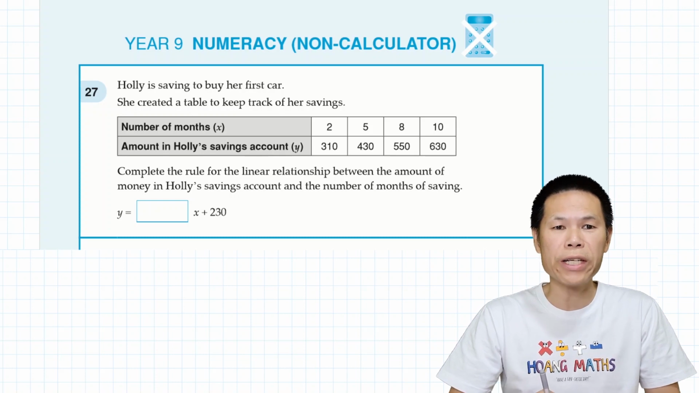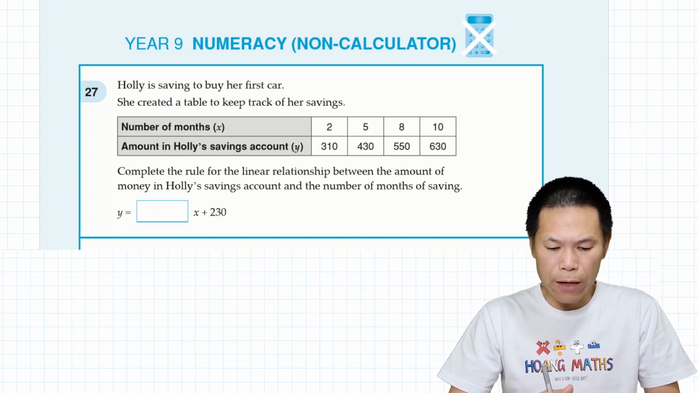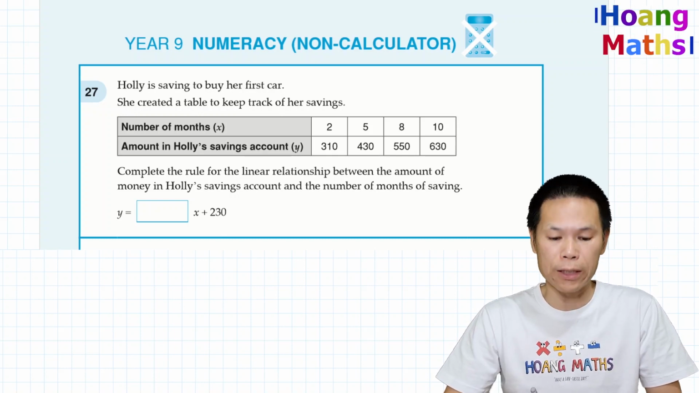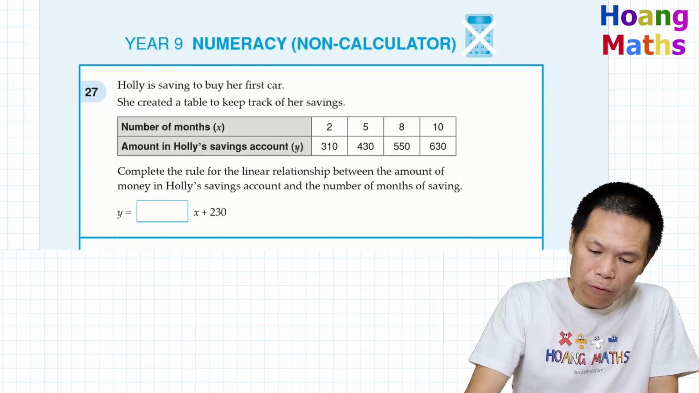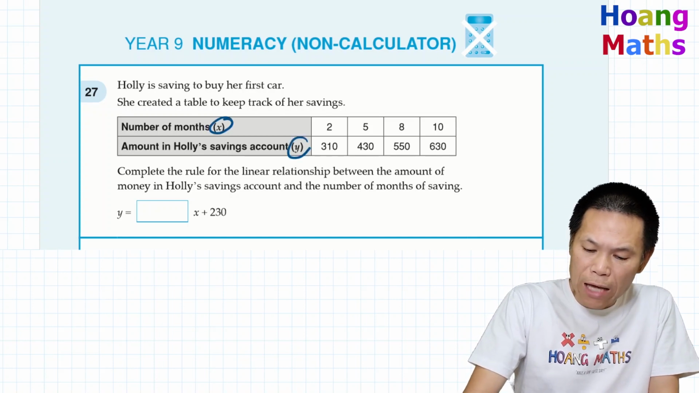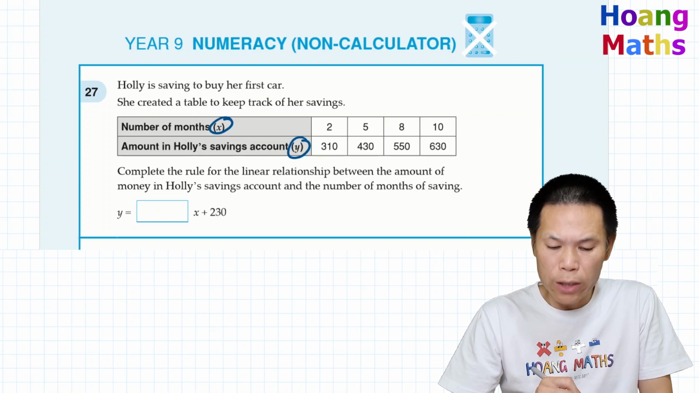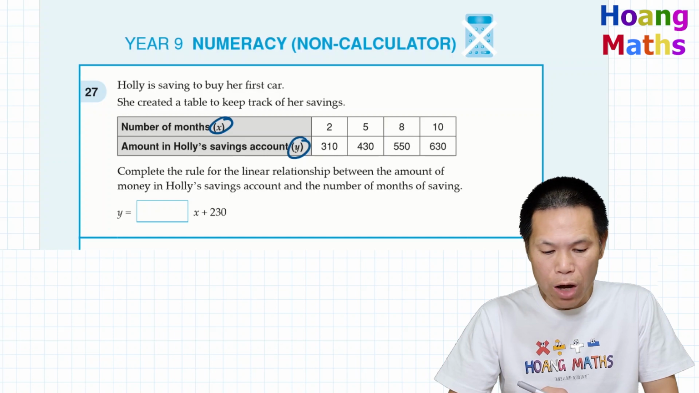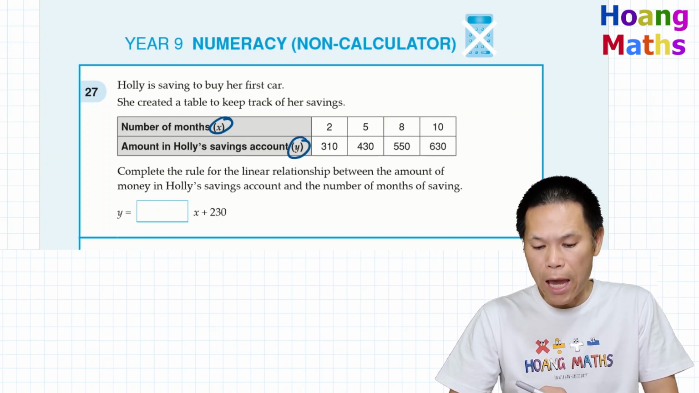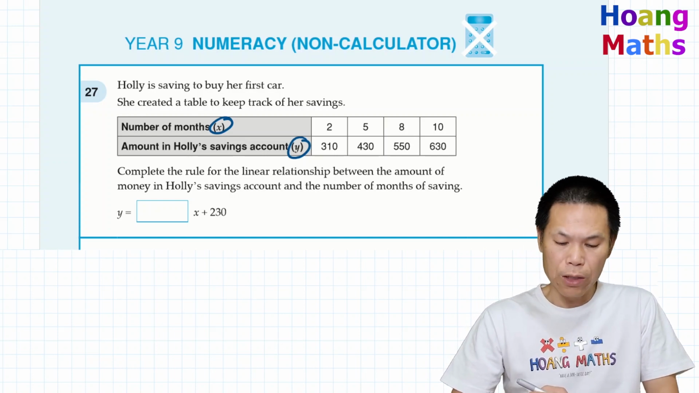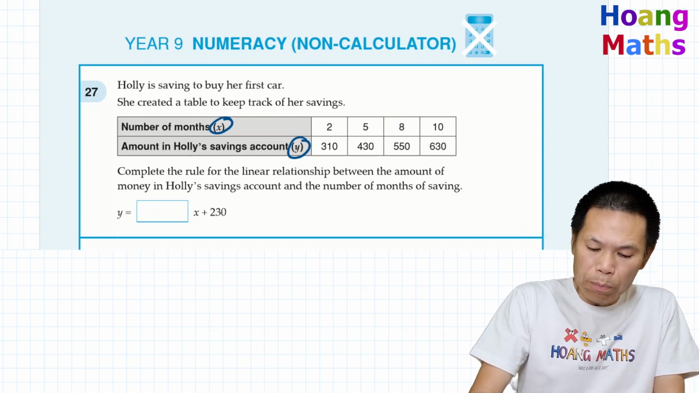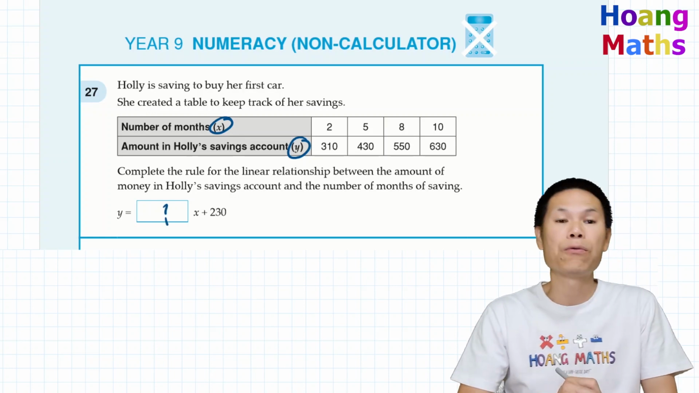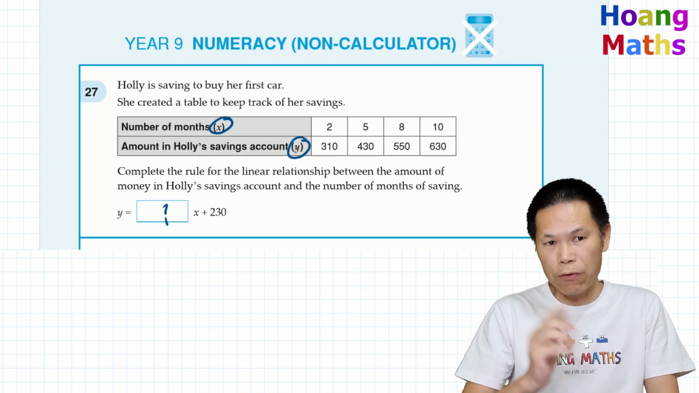Question 27. Holly is saving to buy her first car. She created a table to keep track of her savings. X is the number of months, and the Y value is the amount in Holly's savings account. Complete the rule for the linear relationship between the amount of money in Holly's savings account and the number of months of saving. First of all, we need to find a number in front of the X. In other words, we need to find the gradient.